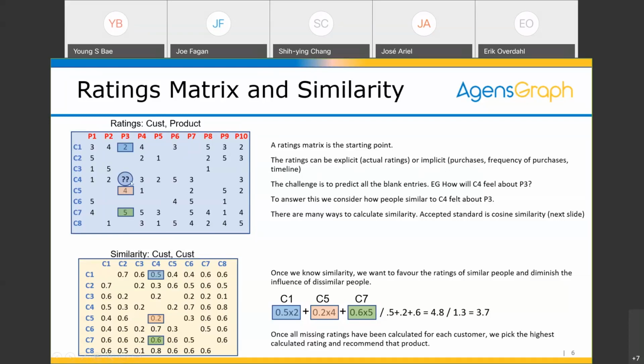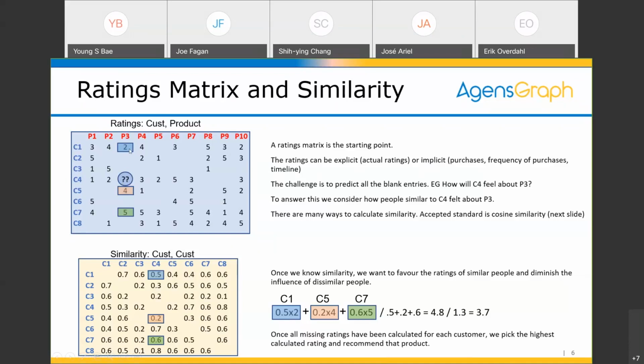So if we zoom in on one little block here, and answer the question of how we do it for one block, then we just rinse and repeat for every other block. The question is, how will C4 think about P3 if he's presented with that product? Will he find it interesting, engaging? Will he buy it? If he buys it, how will he rate it? We've very little information about P3. All we know is that 3 other customers purchased the product: C1, C5, and C7.